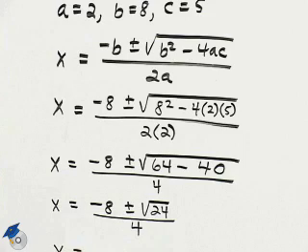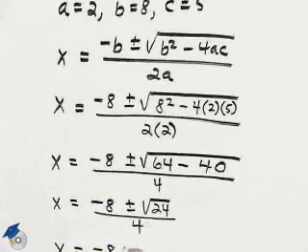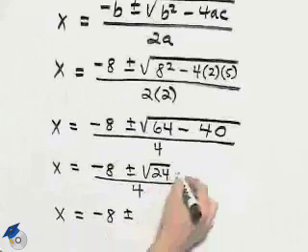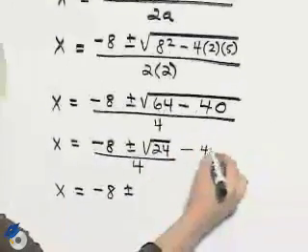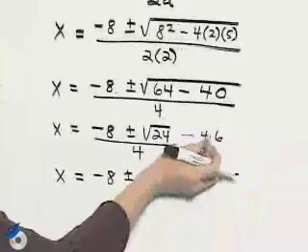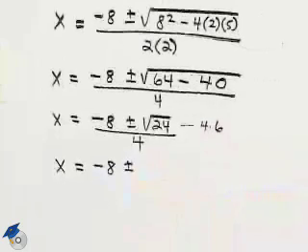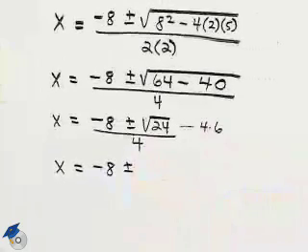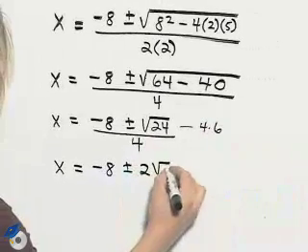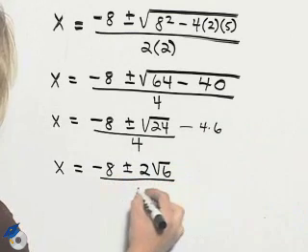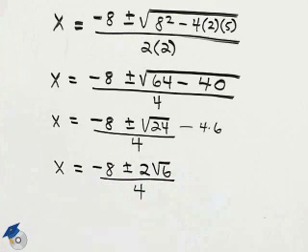I can simplify the radical. 24 is 4 times 6, so we do have a perfect square in 24. So the square root of 24 reduces to 2 times the square root of 6. Now that's all going to be over 4.